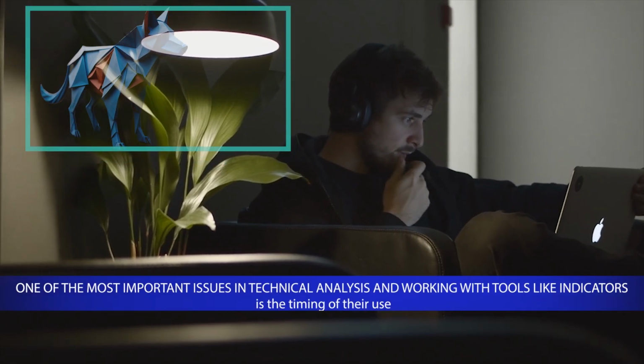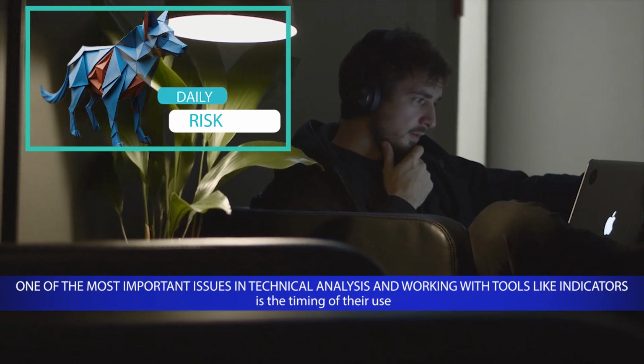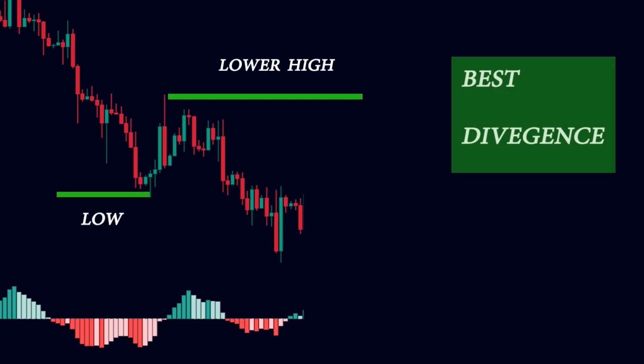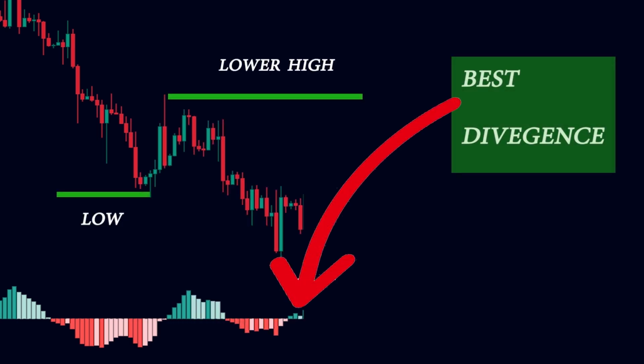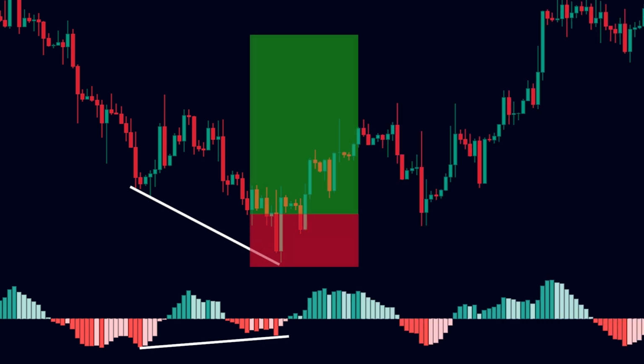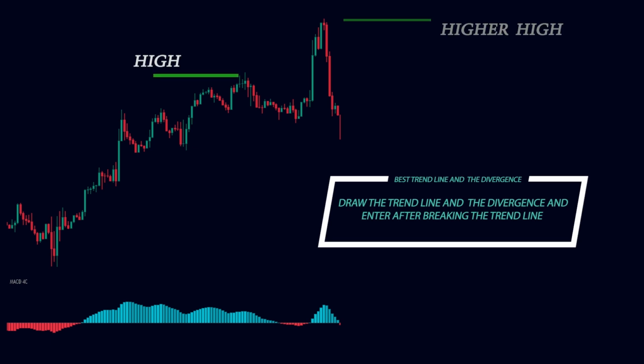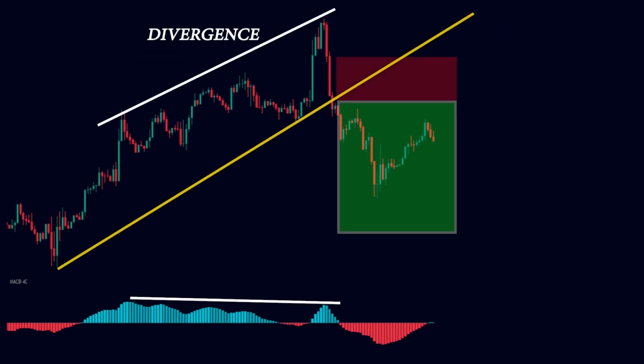One of the most important issues in technical analysis and working with tools like indicators is the timing of their use. Unfortunately, many analysts are unaware of the right moment to utilize indicators such as MACD. This can lead to an unsuccessful trade for them. However, this to some extent depends on individuals' approach and strategy.